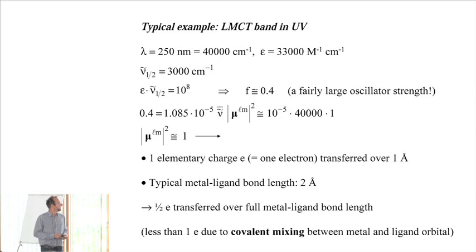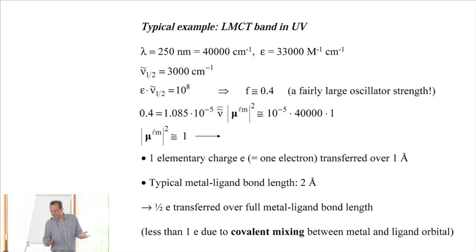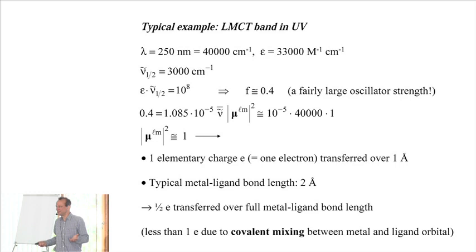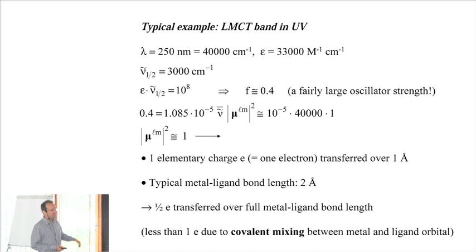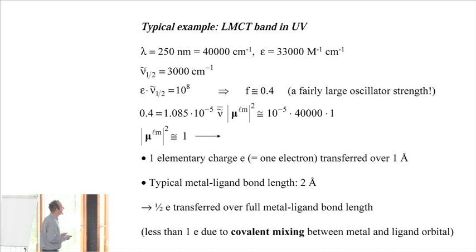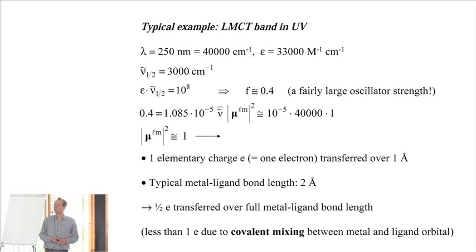Okay, let's take a typical example for a band which has quite large oscillator strengths: an LMCT band in the UV. I took just this example because the numbers are so nice. You have a transition energy of 250 nanometers, so it's in the UV. You have a large epsilon, 33,000. You have a bandwidth of 3,000 wave numbers, so this is normal for optical transitions. So the epsilon times the bandwidth is 10 to the 8th. And from that equation here, we get that the oscillator strength is 0.4.